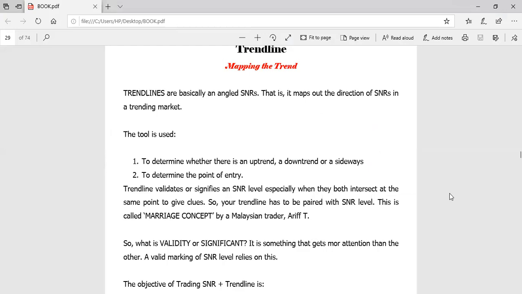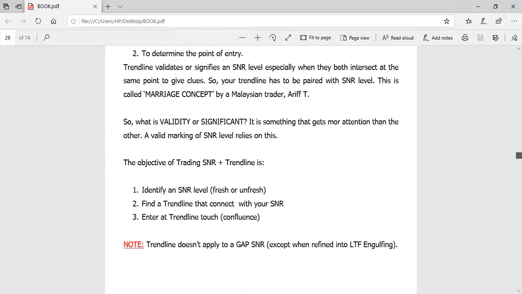So we said that the objective of trend line is to identify an SNR level, fresh or not fresh, then find a trend line that connects with your SNR and enter at the trend line touch. That's a confluence. When you identify an SNR level, find a trend line that connects with your SNR, then enter at the confluence.